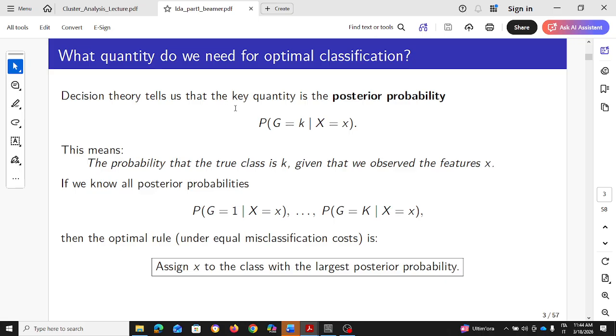So for each point we have its posterior probability: x1 belongs to group 1, group 2, group 3 or group 4. We find these probabilities. We say, for instance, x1 has a high probability to be in group 3, so we assign x1 to group 3.